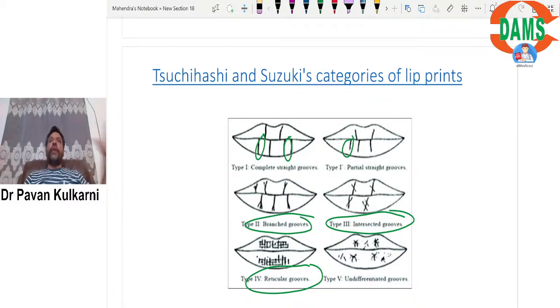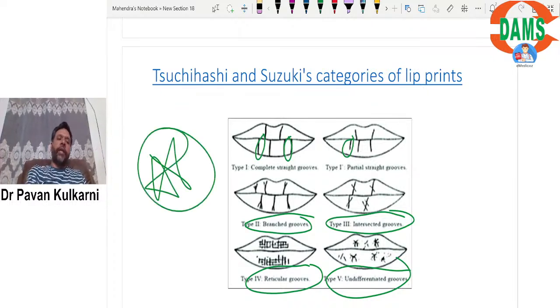You might get confused. What is branched? What is reticular? Branched means only a few branches. Reticular means it is forming a network, a meshwork. Undifferentiated means you can't explain the lip grooves, and you call it type 5. So this classification again can be a potential MCQ. What is the Tsuchihashi and Suzuki classification of the lip prints?